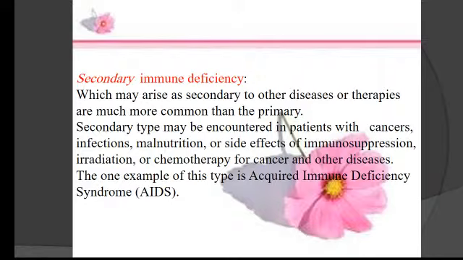We repeat, secondary immune deficiencies, which may arise secondary to other diseases or therapies, are more common than the primary. The secondary type may be encountered in patients with cancers, infections, malnutrition, or side effects of immunosuppression, radiation, and chemotherapy. One example of this type is acquired immune deficiency, AIDS. This one is secondary immune deficiency. The primary immune deficiency is another type of immunodeficiency.